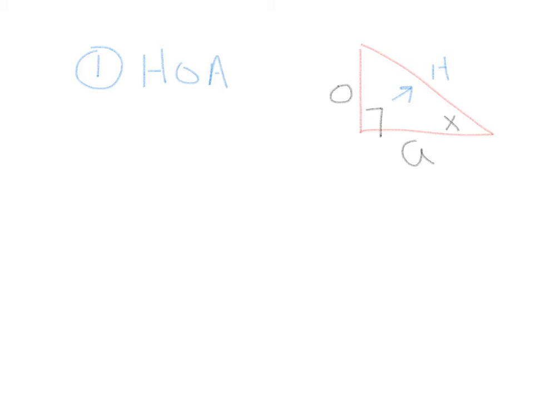Then, and as I write this, you'll probably be like, oh yeah, I remember that. So then we go sine of whatever is the opposite over hypotenuse, or cosine is adjacent over hypotenuse, or tangent is opposite over adjacent.